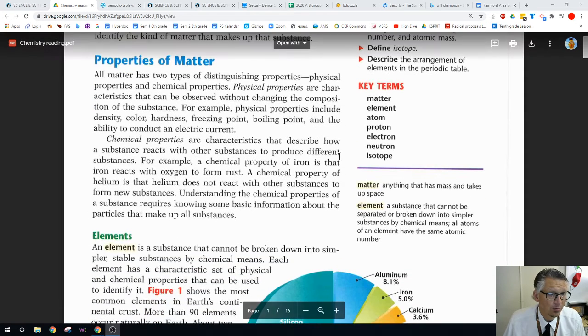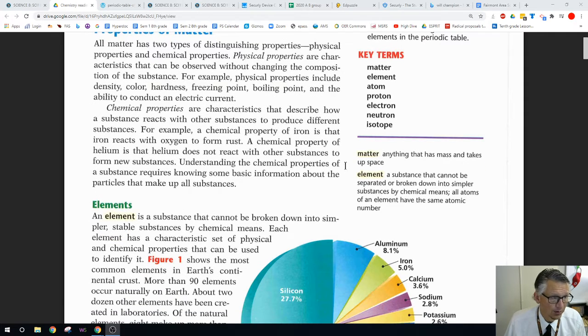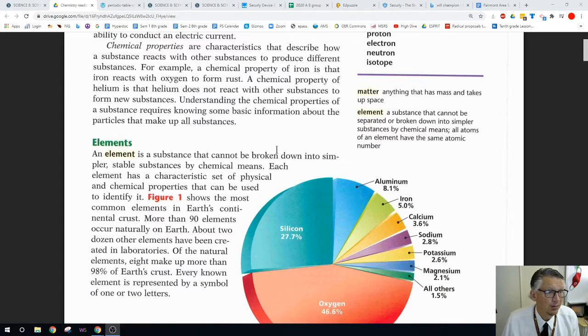Chemical properties are properties that describe how a substance reacts with other substances to produce different substances. For example, a chemical property of iron is that iron reacts with oxygen to form rust. A chemical property of helium is that helium does not react with other substances to form new substances. Understanding the chemical properties of a substance requires knowing some basic information about the particles that make up all substances.